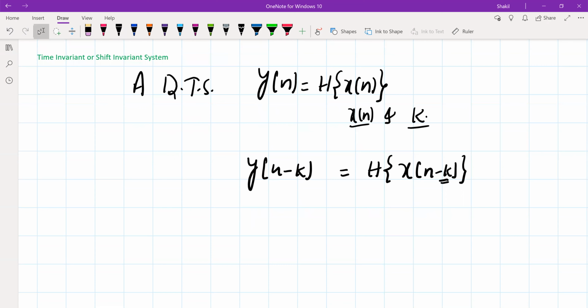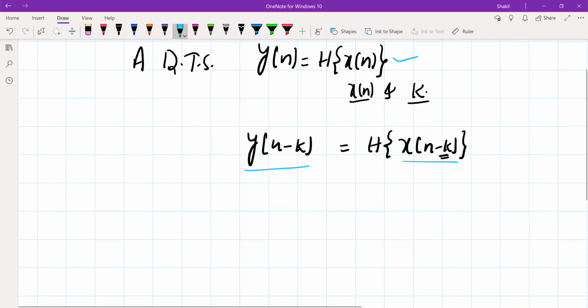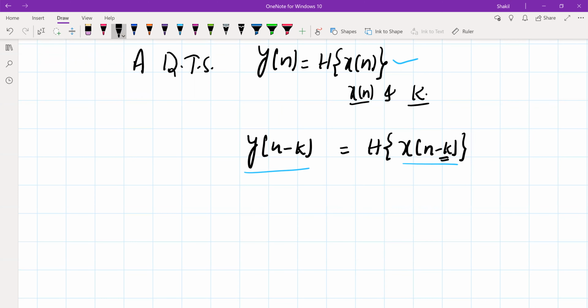So what's this saying? It's simply saying if the system input output relationship is this, now if the input to the system is x of n minus k, then if the identical shift results in the output, then that system is time invariant or time shift invariant. Otherwise, if this is not true, the system is time varying.